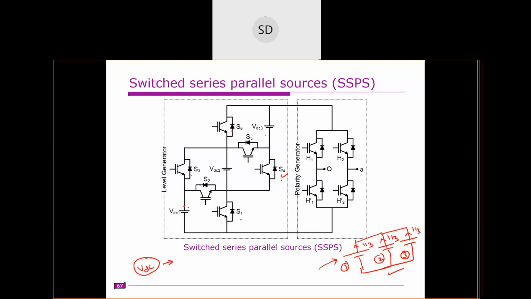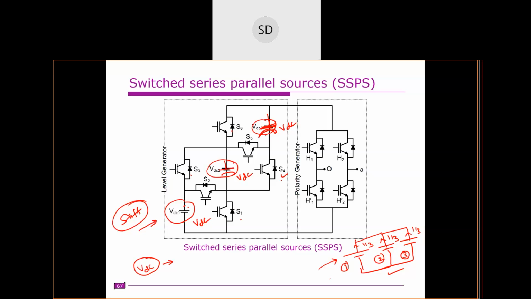Where this advantage is useful is that we can replace these inner sources with capacitors. You keep one stiff DC source here, that means you have one DC source, and we can replace the others with capacitors. Now all these capacitors we need to charge to VDC.